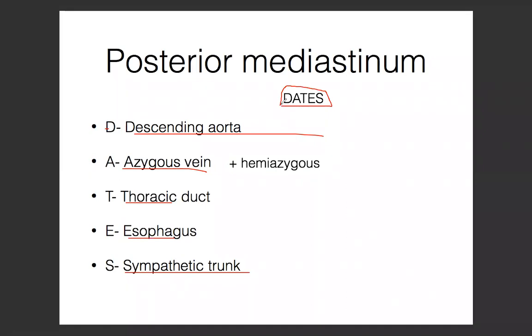So this is high yield, super high yield, very common in exams to ask you to name or to mention the structure that's found in the posterior mediastinum. Of course, remember that anything that ends at the bifurcation of the trachea, for example the trachea, you cannot say the trachea is in the posterior mediastinum. Now the trachea actually ends in the superior mediastinum. So usually the superior mediastinum and posterior have common structures continuing down, but not all of them. Make sense?